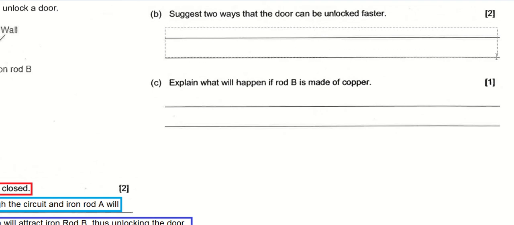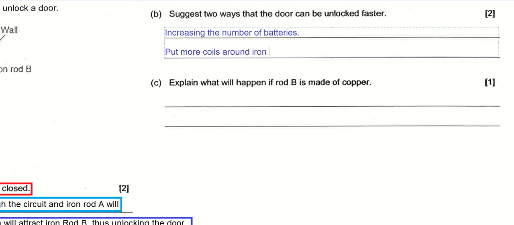So the first one is by increasing the batteries. You know that the more batteries we use, the stronger the electromagnet is. Okay, increasing the number of batteries. You can also say the second way is to put more coils around iron rod A. Because we know the two things that affect the strength of a magnet is the number of batteries as well as the number of coils.